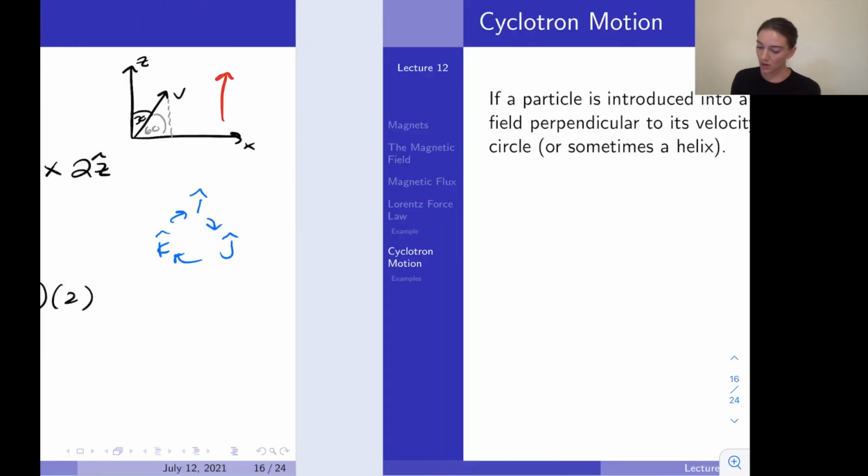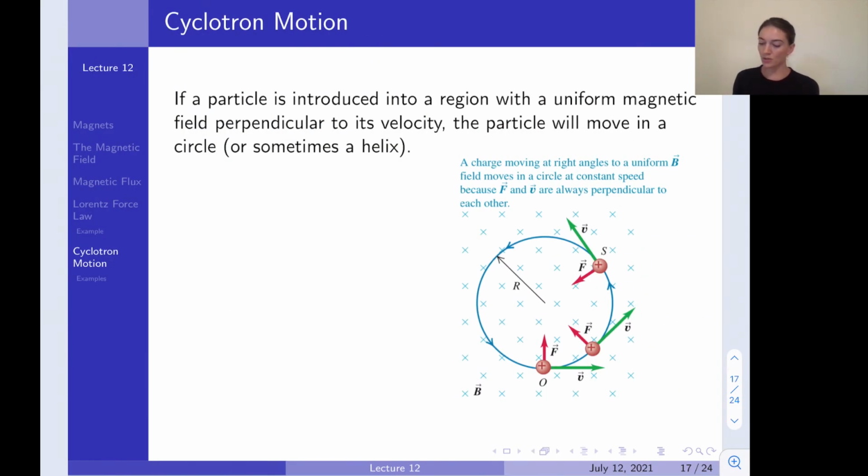Okay, so now let's go on to cyclotron motion. A cyclotron is basically just a type of particle accelerator. And what you do is you have a magnetic field that is uniform and in some direction. So here we have a magnetic field that's into the page. When you see an x like this for a magnetic field, that means it's into the page. So we have a magnetic field going into the page.